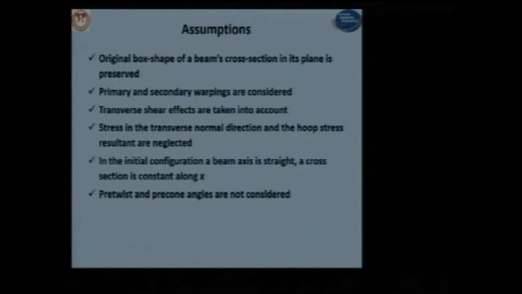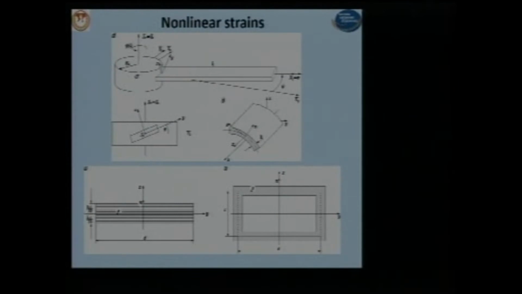We also assume that in the initial configuration the beam is a straight line and there is no pre-twist and no pre-cone angles. But we can modify this, and it can be included if we want to do this in the next step. And this is the configuration again.